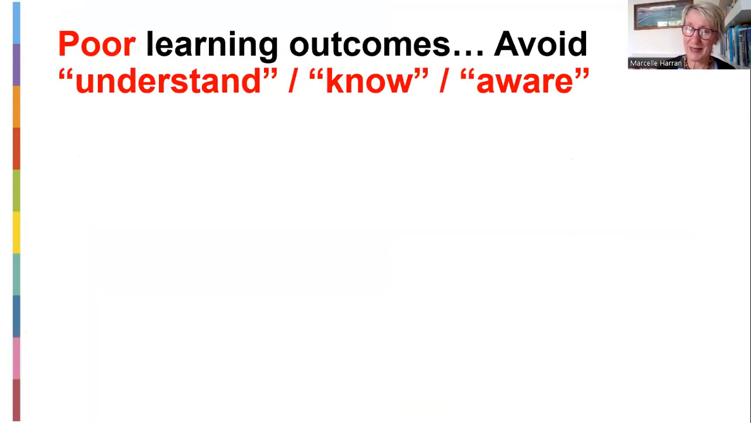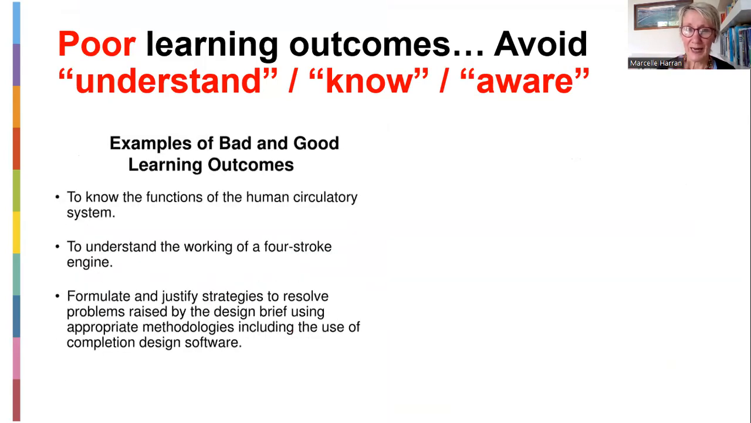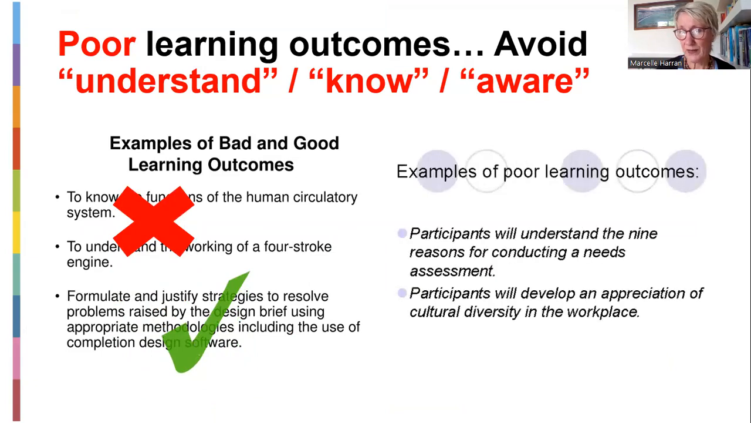Again, I'm not saying this again: poor learning outcomes, don't use those words, okay? I don't ever want to see that in your lesson plan. Understand, know, and aware. This shows you to know something, to understand something. Those are bad, but this one is good to formulate. You can write that, you can justify. Here's another example of poor learning outcomes. Participants will understand. You can't, because you can't see what they're understanding. They will develop. You can't see what they will develop in the future. How can they be present and demonstrable? Check the wording of your outcomes.